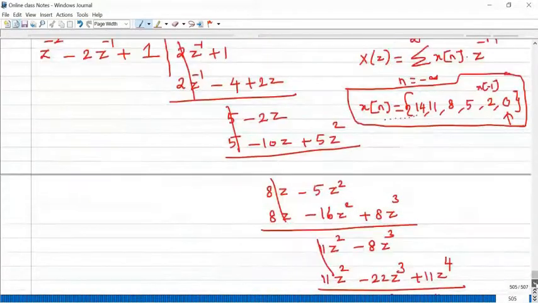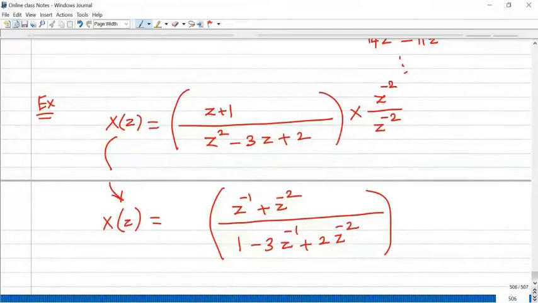So you may ask the question, is it possible to solve directly with this? Yes, it is possible, but you'll get confused, so I don't want to teach that other method. Follow this procedure only. In the question paper, they will mention whether you should follow the partial fraction method, power series method, or long division method.